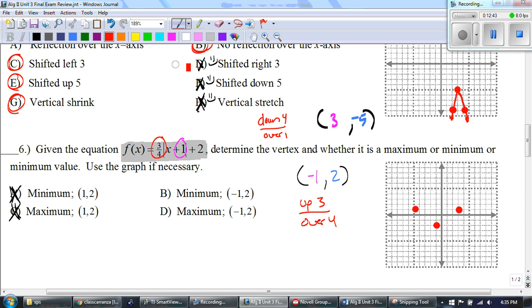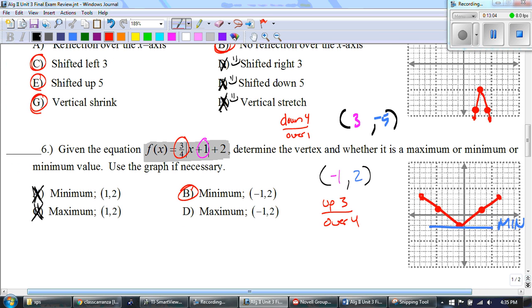And if we do just a quick version of this graph, okay, I'm going to do that one more time so it looks a little straighter. Is that a max or a min? Well, I see the bottom, so that means the vertex is a min. So B is the correct answer.